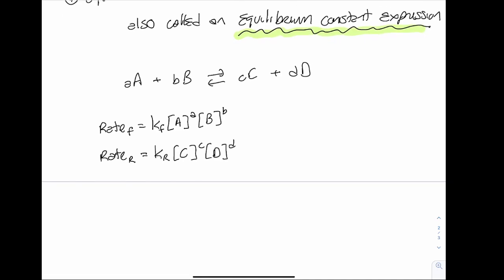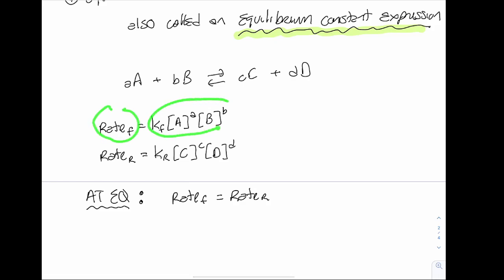If we are at equilibrium, remember, when we're at equilibrium, my rate in the forward direction is equal to my rate in the reverse direction. That's our definition for equilibrium. So at equilibrium, rate F is equal to rate R. So using whatever property that is for math, whose name I forget, if this equals this and this equals this, and these two things are equal to each other, then these are also equal to each other. So I'm going to rewrite that.